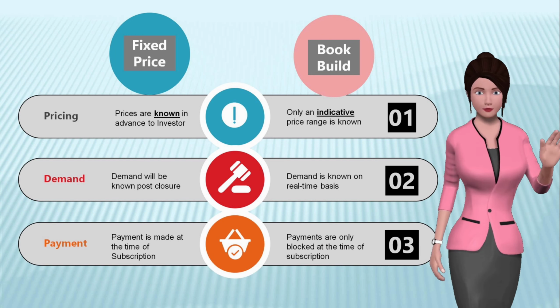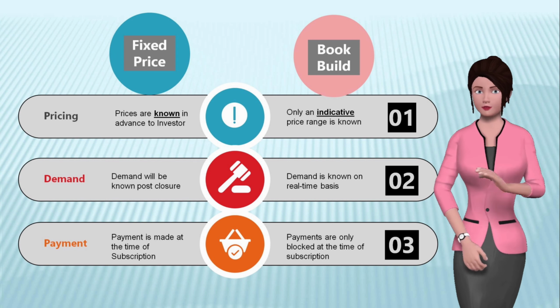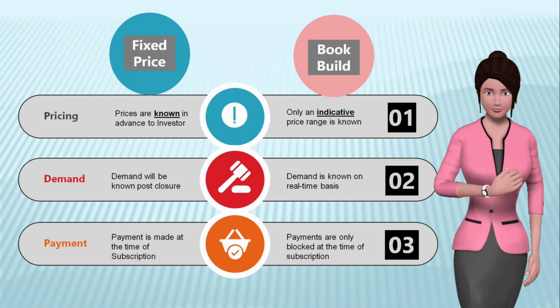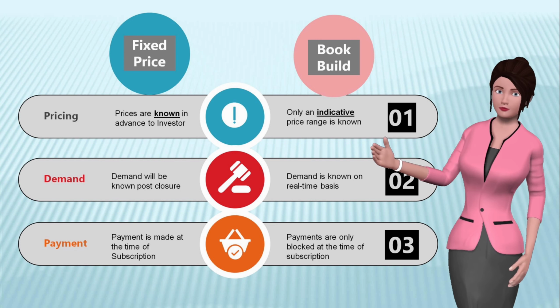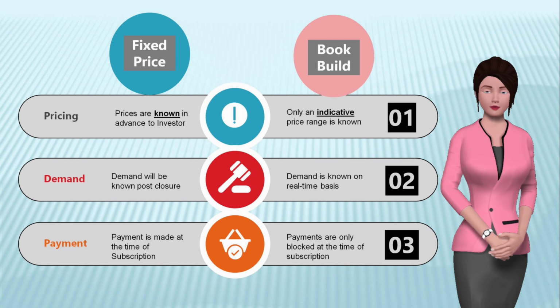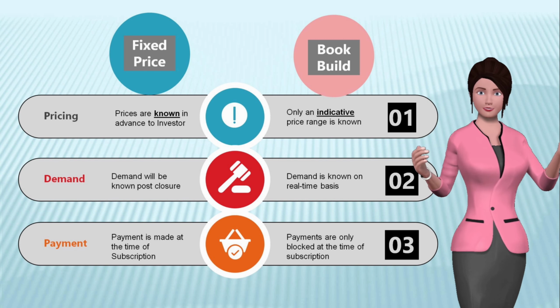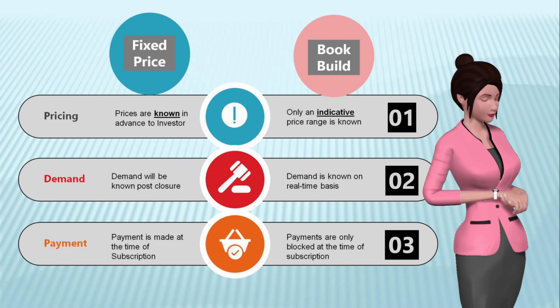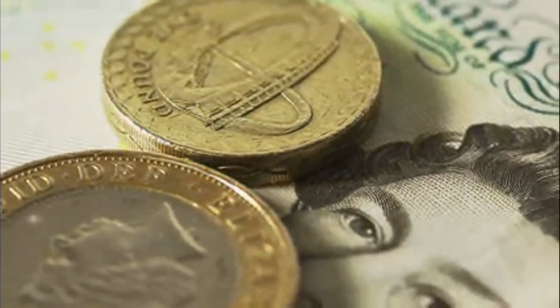The last pillar is about payments. Payment is made at the time of subscription in a fixed price IPO, wherein a refund is given after allocation. While in a book building IPO, payments are only blocked in an investor's bank account, generally known as ASBA, Application Supported by Blocked Amount. We will dedicate a small video later on this topic as well. You have now understood this difference.